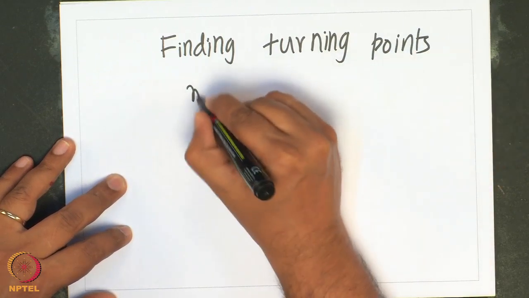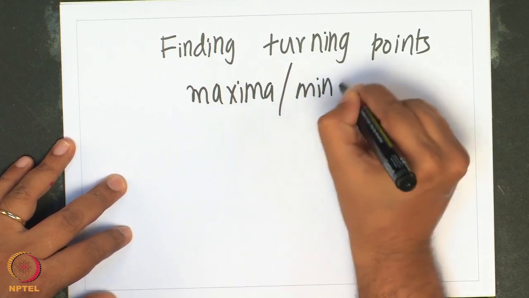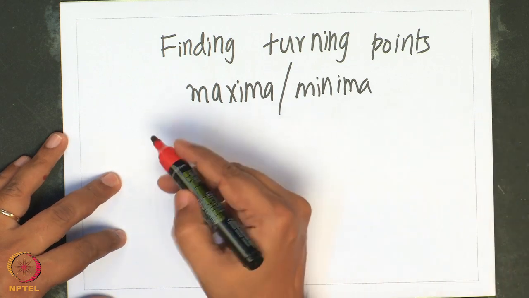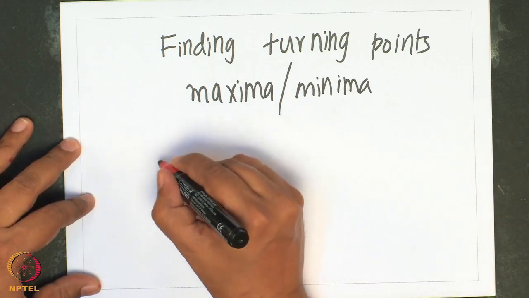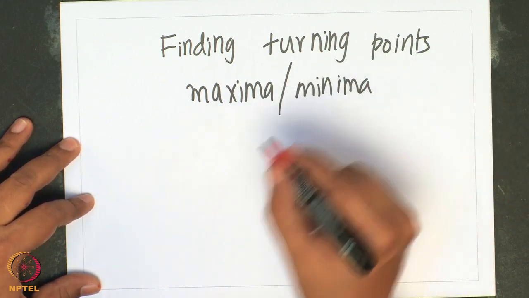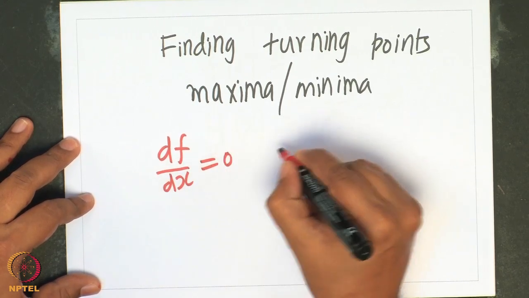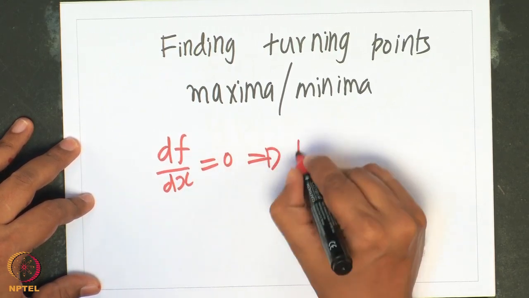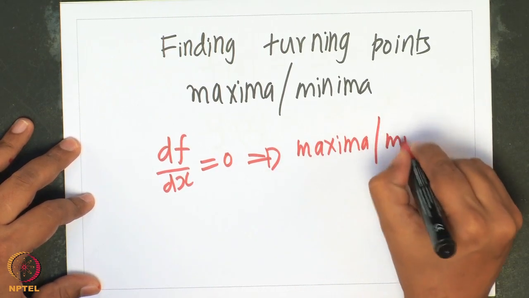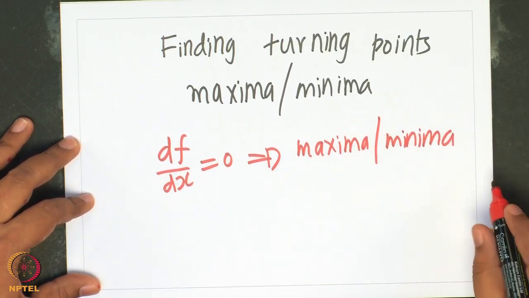In other words, maxima or minima. What we know is that wherever there is a maximum or a minimum, df by dx will be 0. This would imply maxima or minima. We don't know which it will be, but at both a maximum or a minimum, the first derivative will be 0.